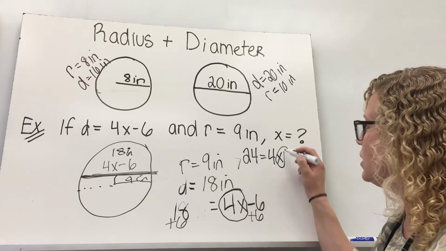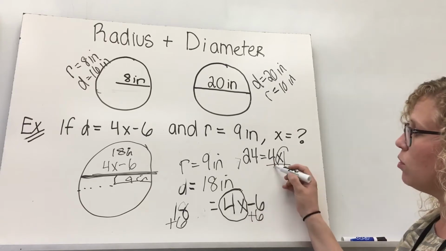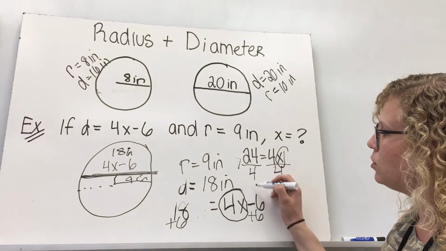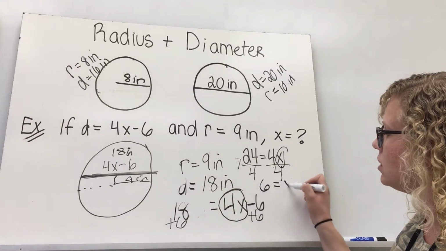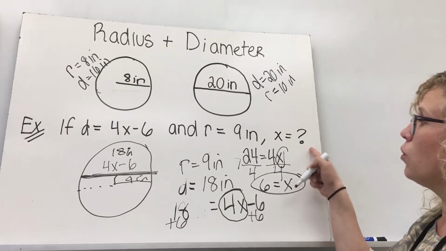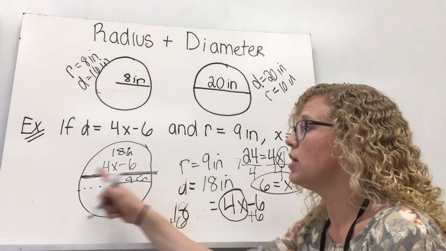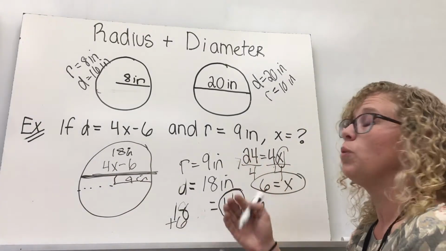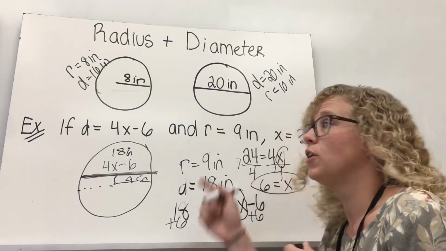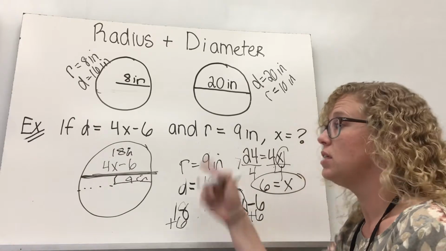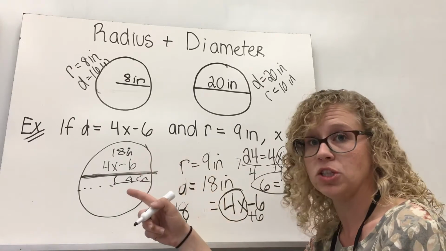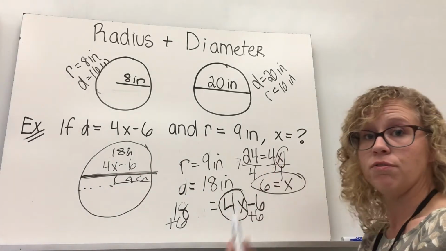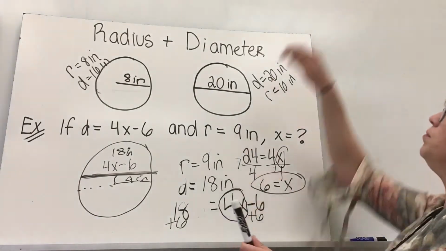And what is happening to the x? The x is being multiplied by 4. We must do the opposite and divide both sides by 4. That would leave us with x is equal to 6. So if they are able to give you the diameter in an expression and the radius, we can use the radius to figure out the actual diameter and then set the diameter equal to the expression of the diameter. That will help us solve for the variable x.